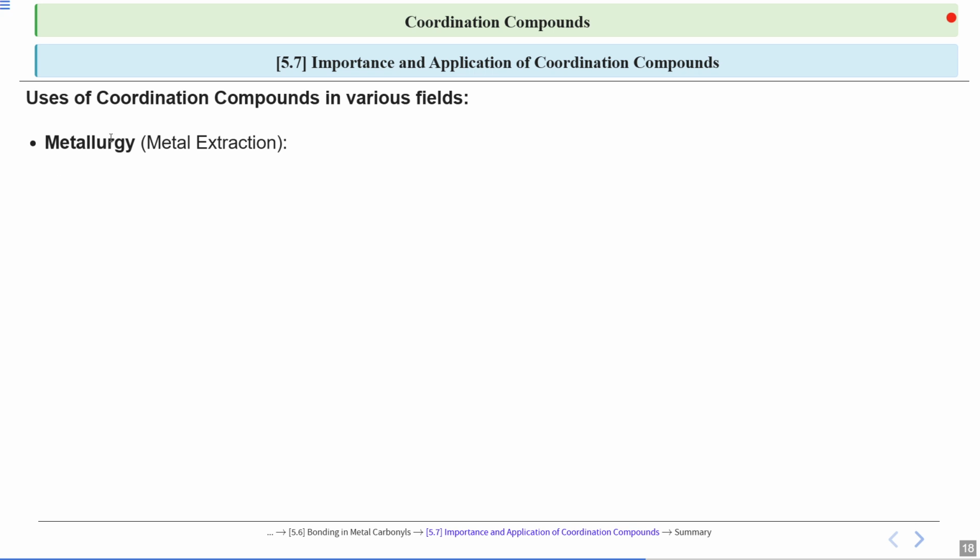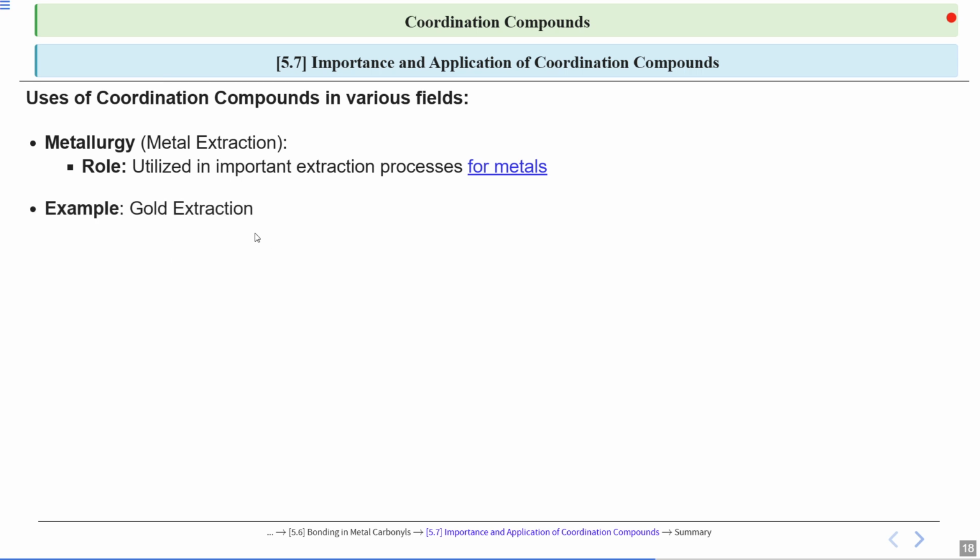Next is metallurgy, which is a process of metal extraction. The role: coordination compounds are utilized in the important extraction processes for metals. So what is the role of the coordination compounds here? They are utilized in most important extraction processes for different metals.